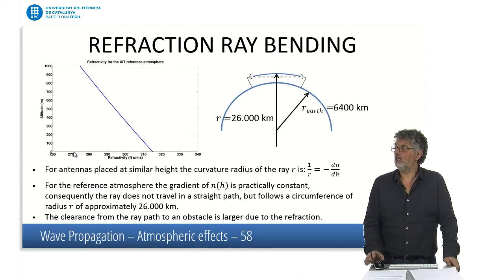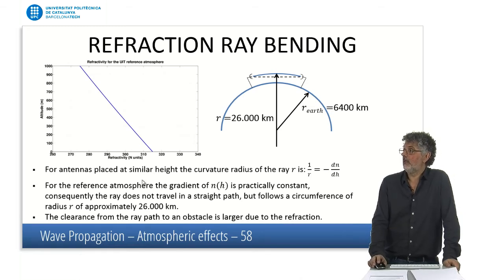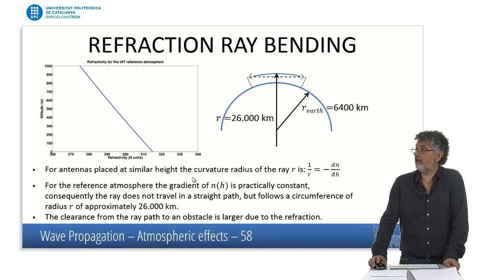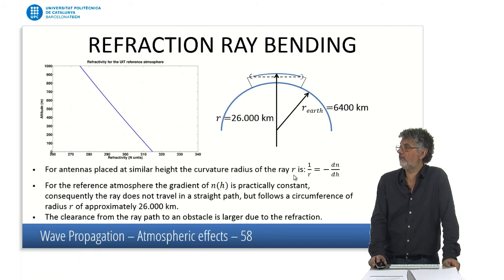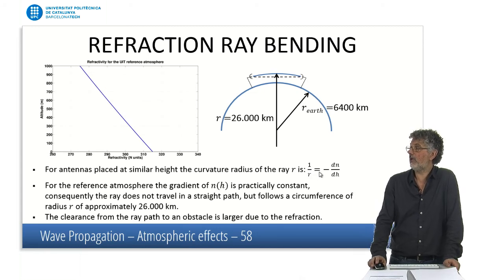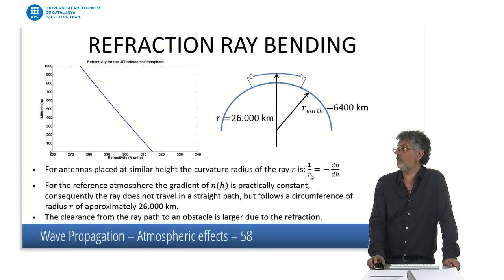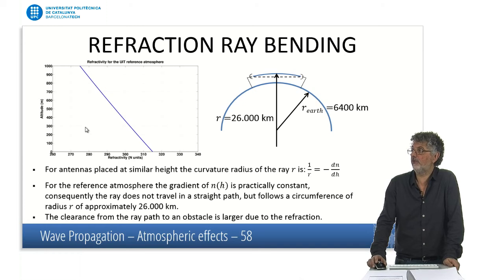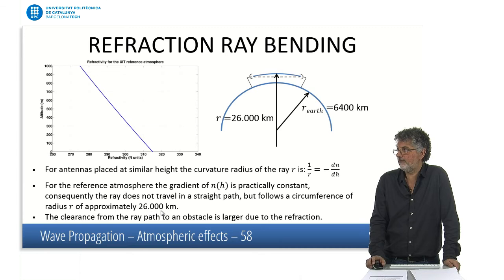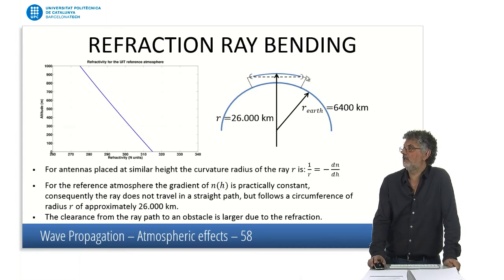Now, what is the effect? Well, we will not go through the math, but for antennas placed at similar height, the curvature of the ray, 1 over r, can be found as minus the derivative of n with the height. For the standard atmosphere, that derivative is essentially constant, so that means the curvature radius is constant for the ray, and it can be found that for the standard atmosphere, that radius is approximately 26,000 kilometers.